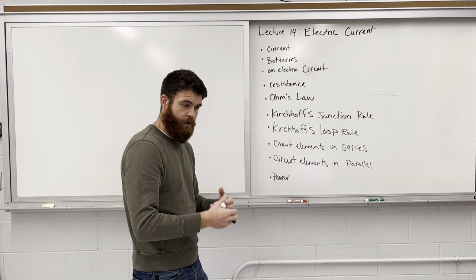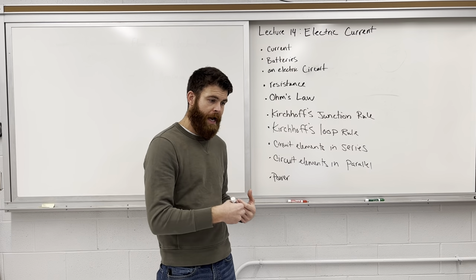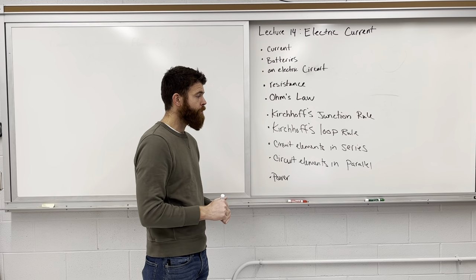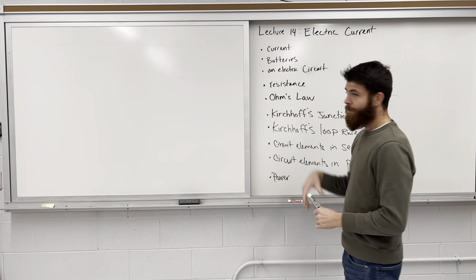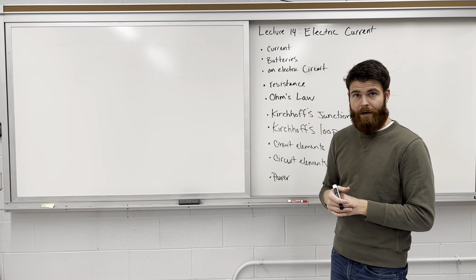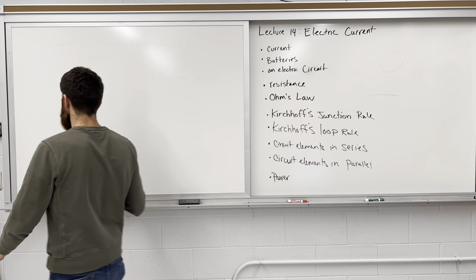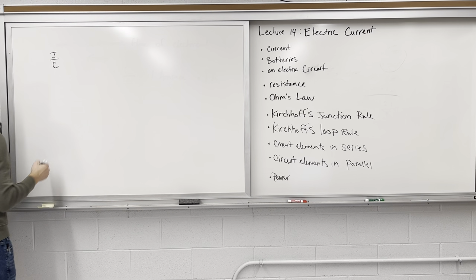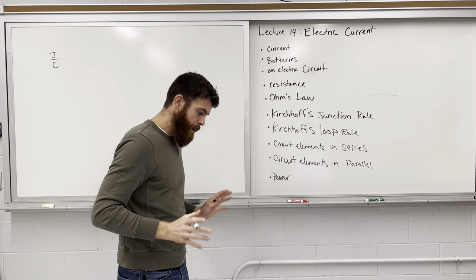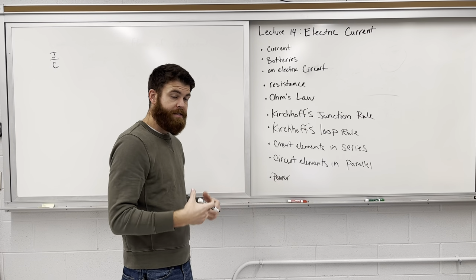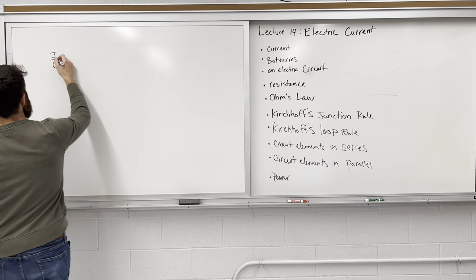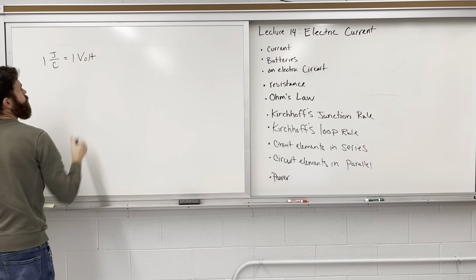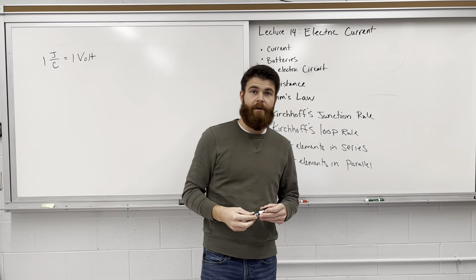So if we want to have current, we need something to push or add energy to the charges, namely the electrons, to move them through whatever the current is moving through. And that's where batteries come in. Batteries are where we store electric potential energy, or electric potential. If we remember, we talked about electric potential, which is joules per coulomb, right? How many joules of energy can be imparted per coulomb of charge? That's electric potential. And we defined 1 joule per coulomb as 1 volt, okay? And so we measure the electric potential of batteries in volts.